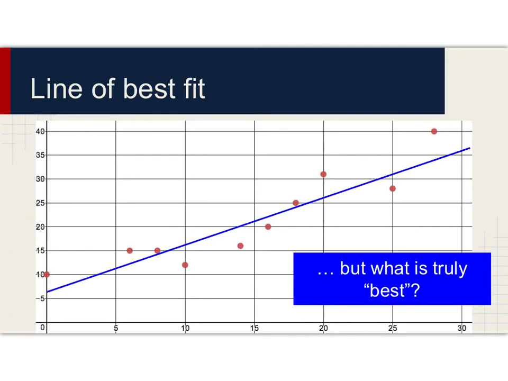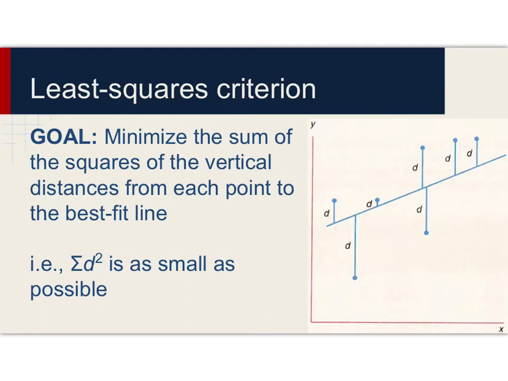But my question to you is, what makes this line the best fit? And there's actually a few different answers to this. There's a few different ways to get a best fit line. The one that we look at is called a least squares regression line. And the goal with the least squares criterion is we want to minimize the sum of the squares of the vertical distances from each point to the best fit line.